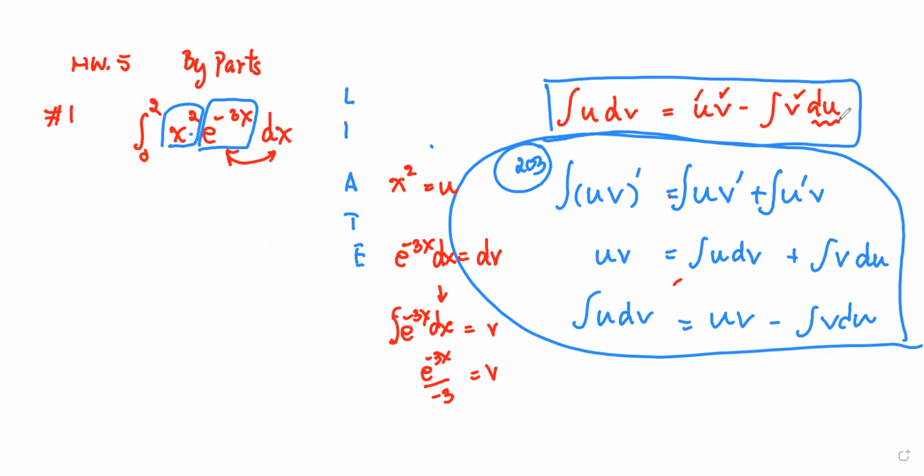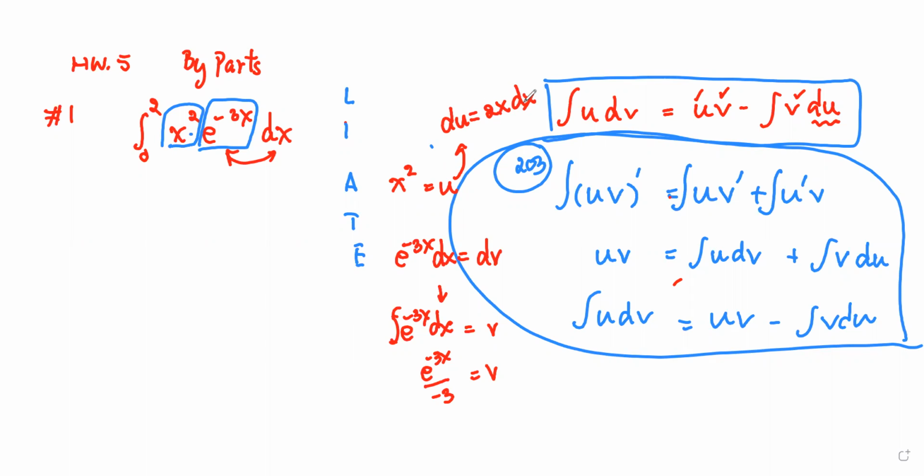And what is the differential u? From the u that we identified at the beginning, du, the differential u, is the derivative, which is 2x multiplied by dx. We get the 4 pieces we need.